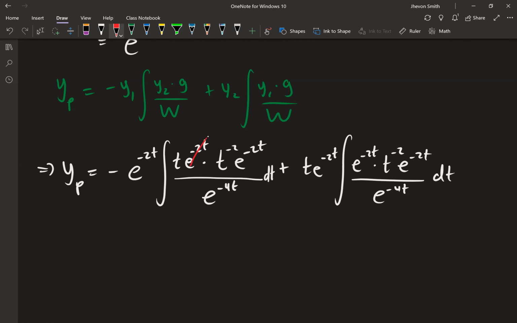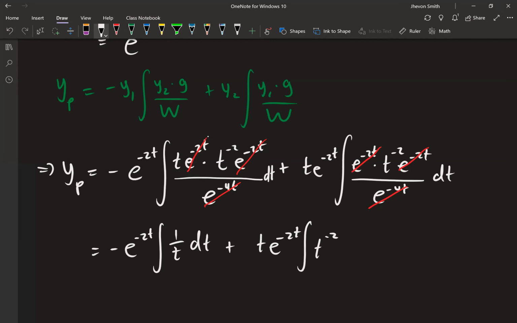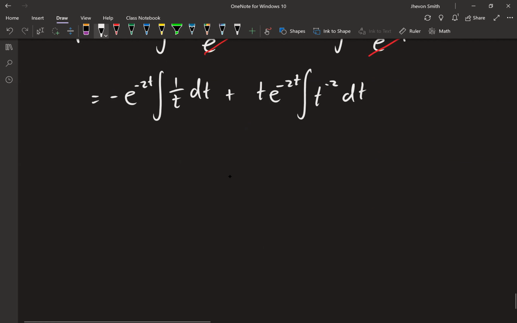Let's clean this up a bit. e to the minus 2 times e to the minus 2 is actually e to the minus 4, so those guys all cancel. Same thing would happen over here. So this actually simplifies into minus e to the minus 2t times the integral of 1 over t. And this becomes t e to the minus 2t times the integral of t to the minus 2. So now I would just do that. We know the integral of 1 over t, that's ln of absolute value of t.